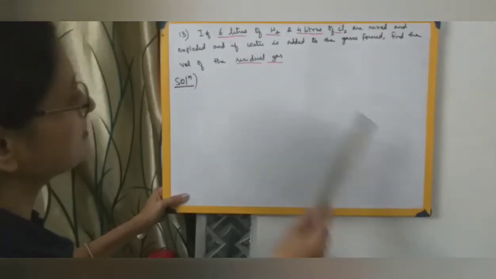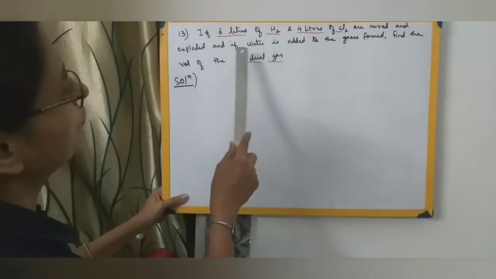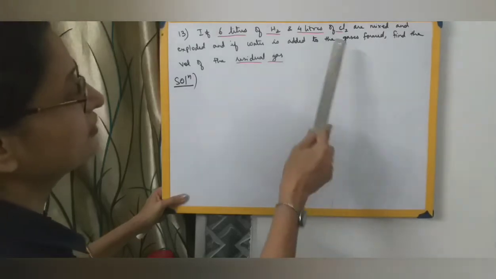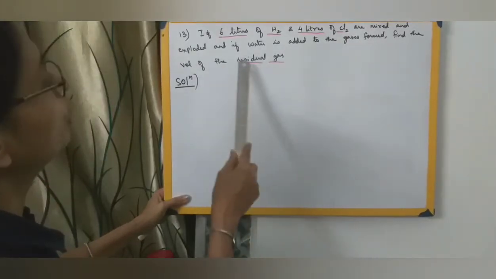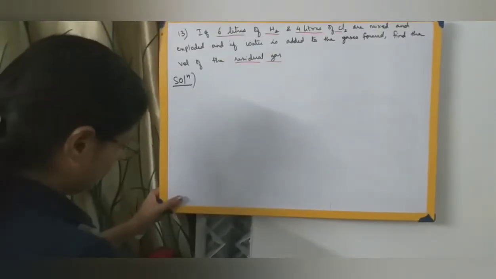Some explosion takes place, and some product is formed. Water is added to the resulting product. The product is in the gaseous state. Find the volume of the residual gas. So first of all, we'll write down a proper equation for this.